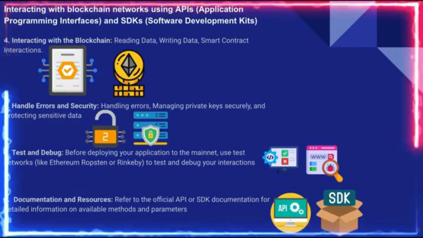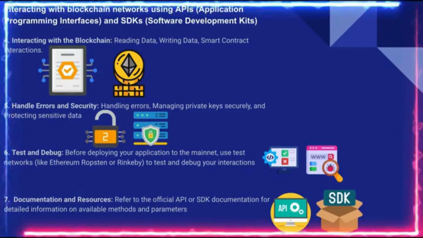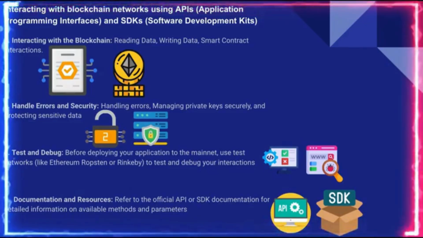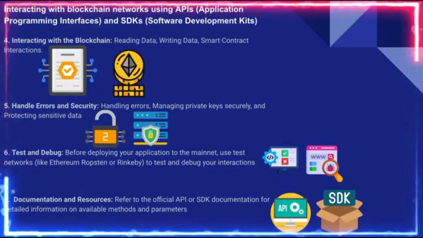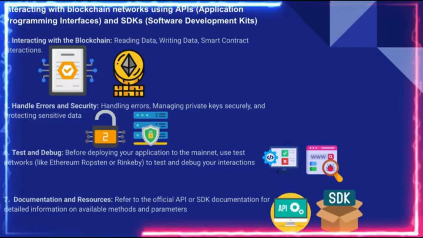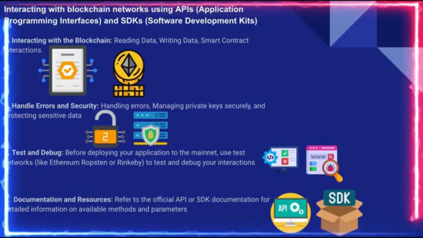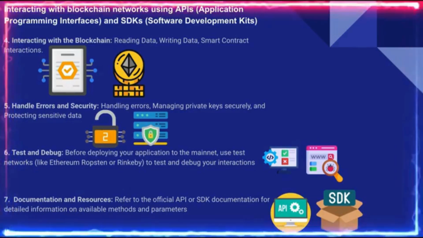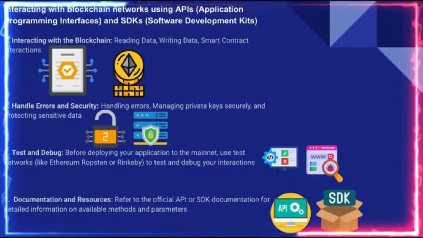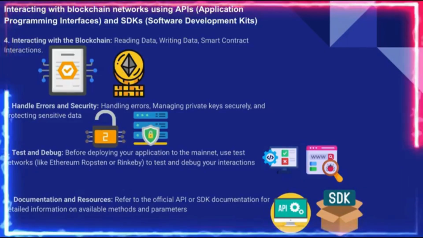Number 6. Test and debug. Before deploying your application to the mainnet, use test networks like Ethereum's Ropsten or Rinkeby to test and debug your interactions. This prevents unintended financial losses and ensures your code functions as expected.